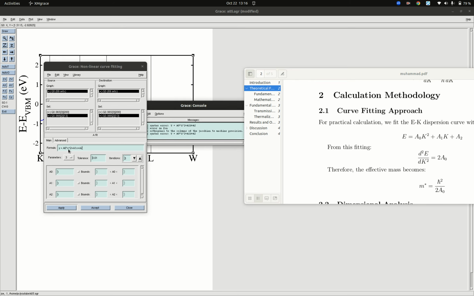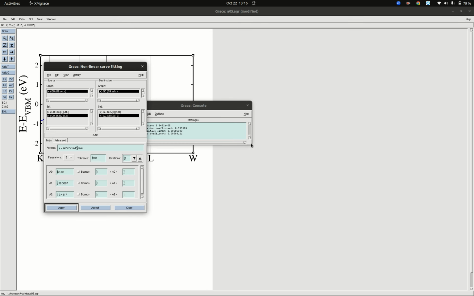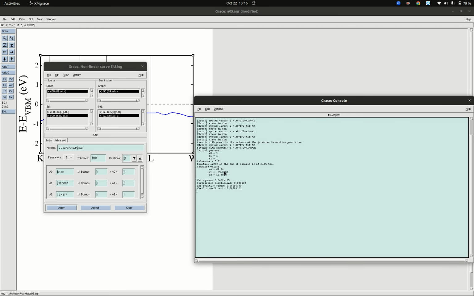Maybe there is a syntax error here. Yeah, there is a syntax error here. Yeah, now we have a0, which we are required to calculate. So this is the value of a0, which is 66.88.